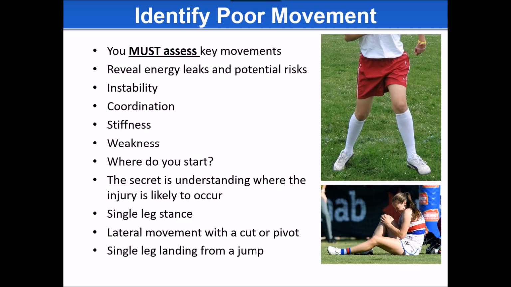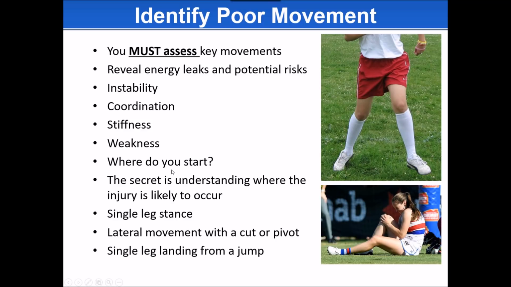The key thing I had to look for was poor movement patterns like this one here. This is an example of a lot of things going on, really showing energy leaks, which are also potential risks. So instability, coordination, stiffness, weakness. It could be any one of those. It could be all of those. So you have to use a lot of things to pinpoint the problem, but not get held up on thinking it's only one thing.